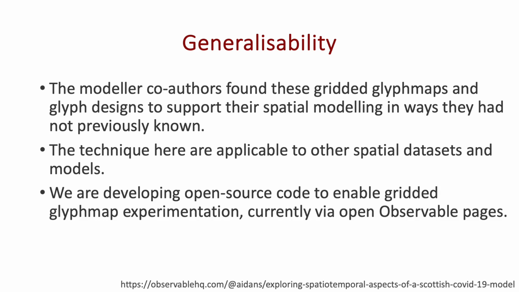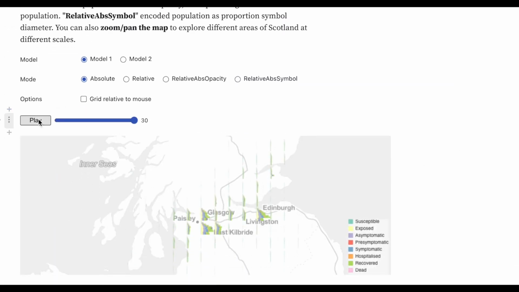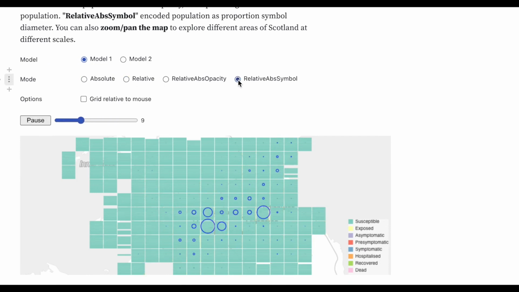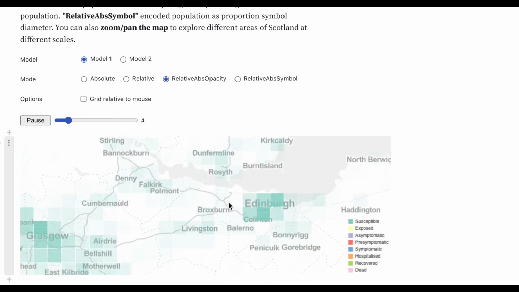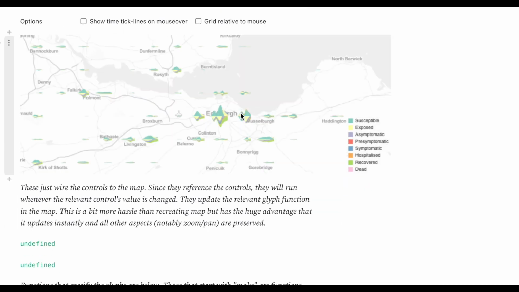The original prototypes were implemented in Java and are specific to our COVID-19 model. However, we have been working to generalize the concepts and have re-implemented much of this in JavaScript via Observable notebooks. We hope that this paper and this notebook will inspire you to experiment with gridded glyphmaps in your applications. We are also working on JavaScript libraries to make this easier.